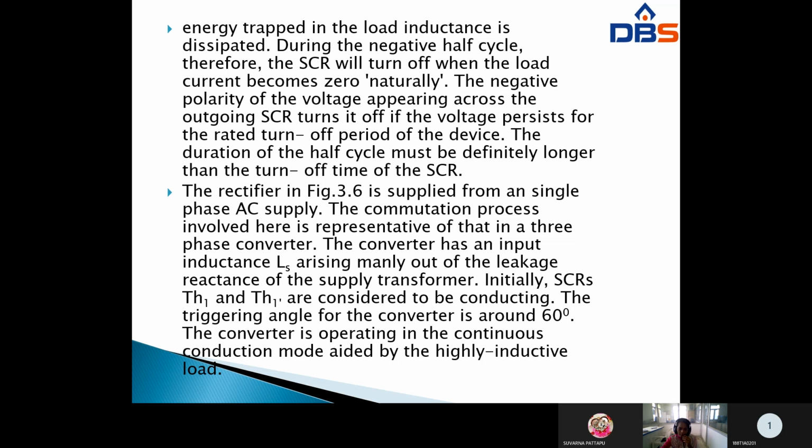The rectifier is supplied from a single phase AC supply voltage. The commutation process is involved. Here is a representative of that in the three-phase inverter. The converter has an input inductance Ls arising mainly out of the leakage reactance of the supply transformer. Initially, SCRs TH1 and TH1 dash are considered to be conducting, and the triggering angle of the converter is around 60 degrees. The converter is operating in the continuous conduction mode aided by a highly inductive load.